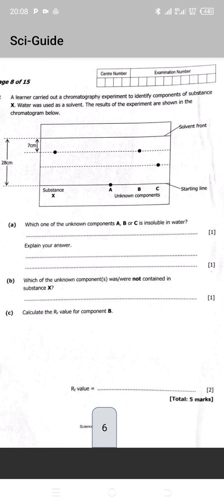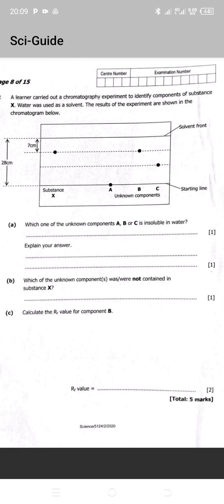Then we go to C. Calculate the retention factor, RF, meaning the retention factor value for component B. Okay, so we have seen the distance that B has moved from the starting line, and how far X has also moved from the starting line to there. There is a formula that we use to calculate the retention factor. Okay, so here's the formula.